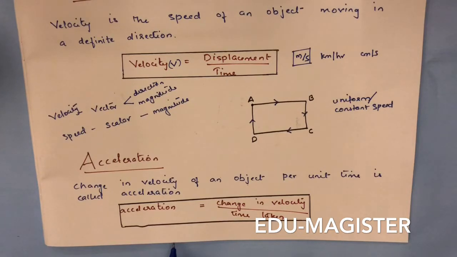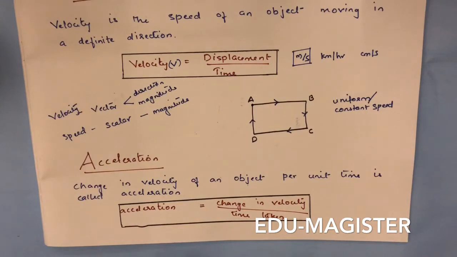Acceleration tells us how much velocity changes in unit time, or it is the rate of change of velocity. Let me explain this with an example. Consider a uniform motion and the object is moving along a straight line. Since the motion is uniform, its velocity will be the same throughout the motion. In this case, change in velocity will be 0 because the velocity is the same all the time.